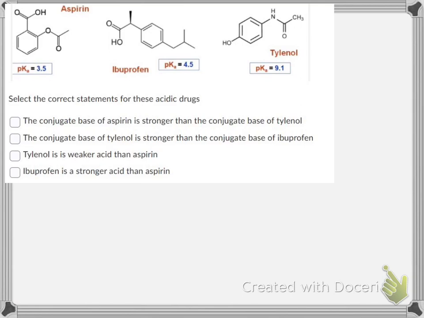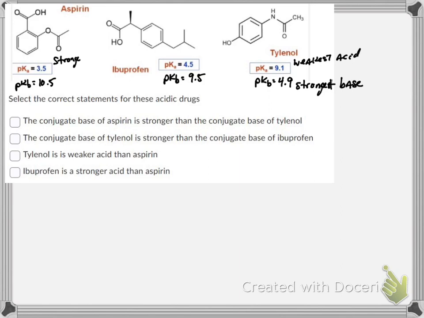Right, so lots of students ask questions about this in office hours, so let's go through the analysis and trends of pKa and pKb. So we can determine pKb for each of these acids. It's really convenient if you do that. And what we see is Tylenol is the weakest acid, but the strongest base. Aspirin is the strongest acid, but the weakest base. And ibuprofen is in between.